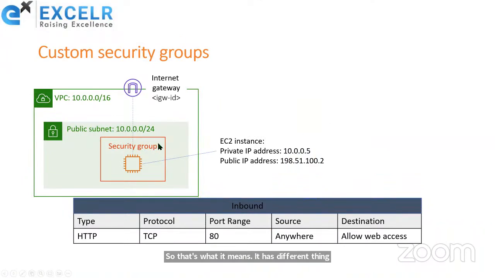And custom security groups. You can see if you want to enable HTTP, TCP protocol 80, anywhere, allow web access over the public internet at the application level, HTTP level, like we have practiced, launching a test Apache website. At that time, we need to enable port 80. That's what it is trying to tell. You can do custom security group settings.